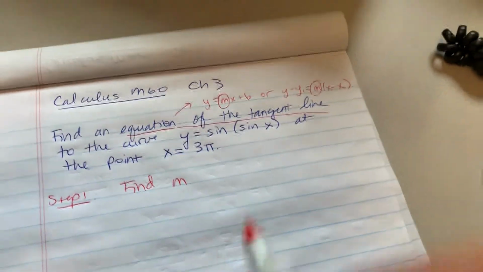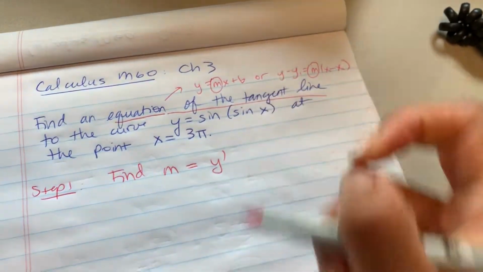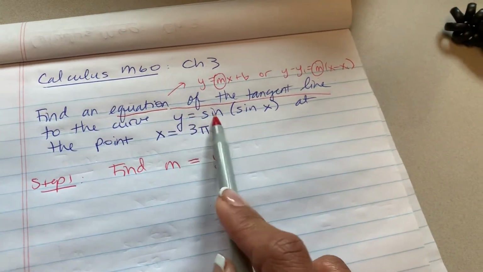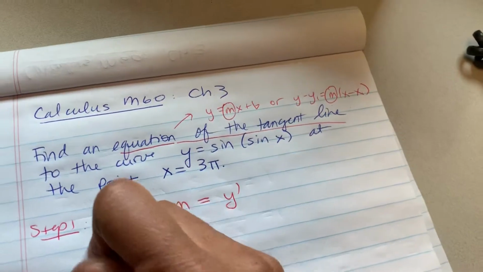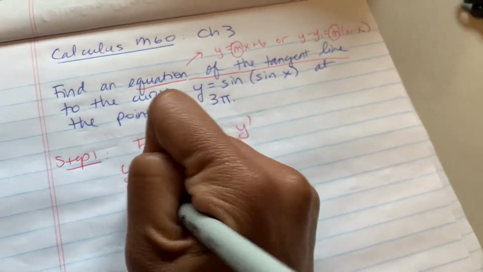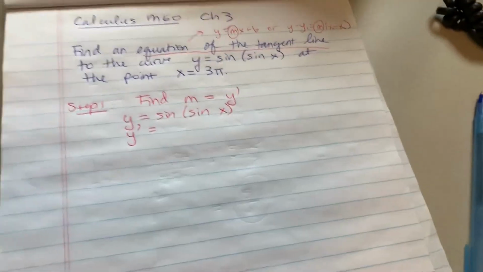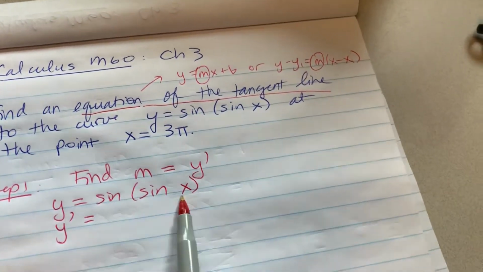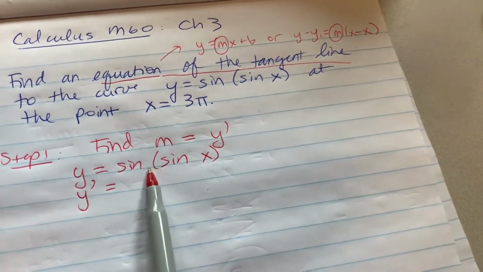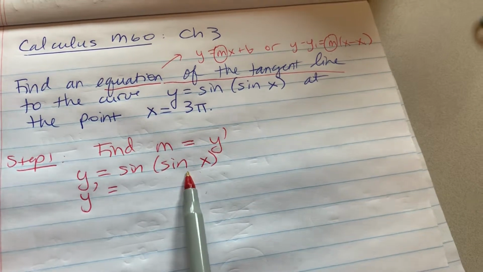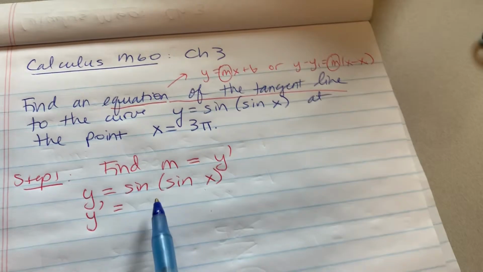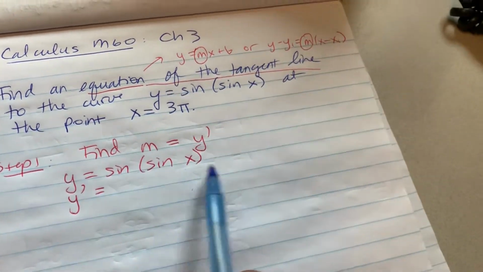The slope is the same thing as the derivative. Slope means derivative in terms of calculus. Since my function is y equals sine of sine x, I need the first derivative using the chain rule. Notice this is not a product. This is not sine times sine x. I know some of you mistakenly see it that way, but that doesn't make sense because sine always has to have something attached to it.